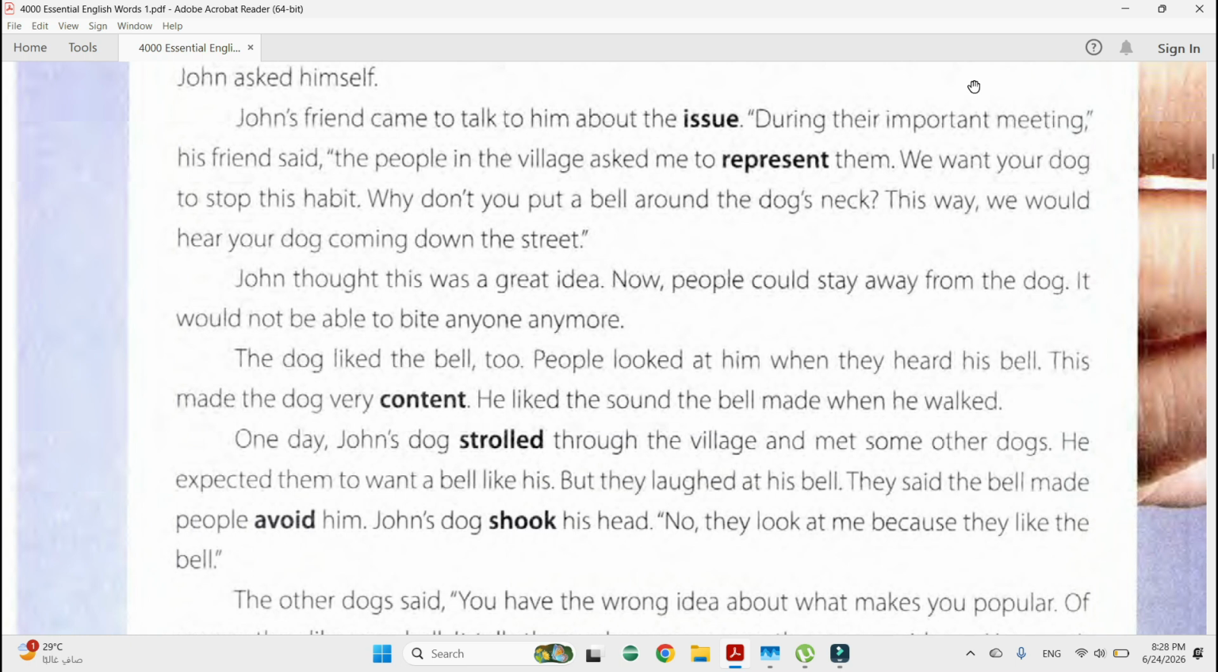One day, John's dog strolled through the village and met some other dogs. He expected them to want a bell like his, but they laughed at his bell. They said the bell made people avoid him. John's dog shook his head. No, they looked at me because they liked the bell.